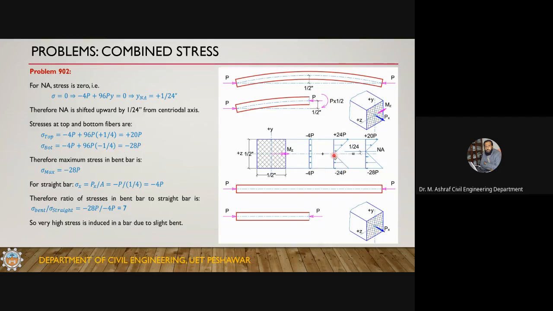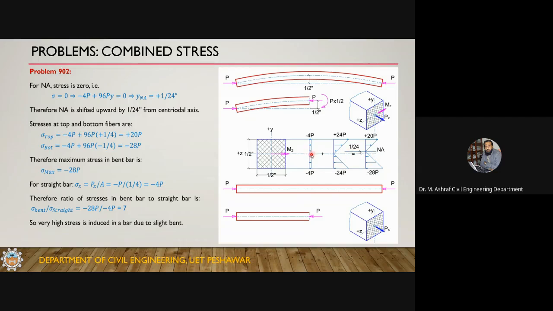Okay, now the stress here in the neutral axis is 0, but there is a stress of minus 4p here. So at the centroidal axis, the stress is not equal to 0. It is rather equal to minus 4p, equal to the axial stress. Okay, so this is not 0. This is equal to minus 4p.